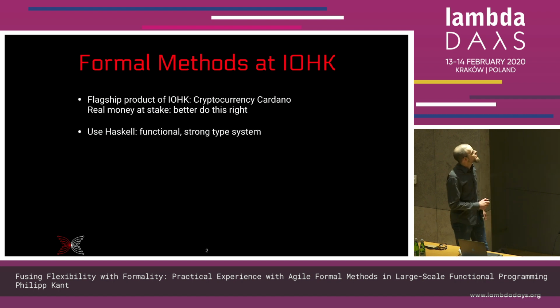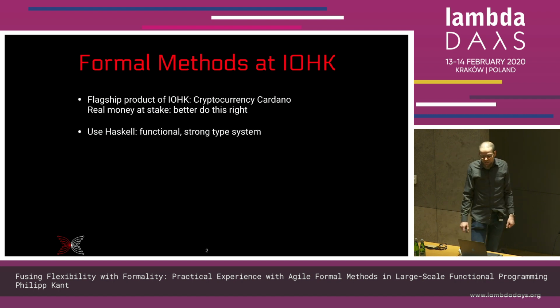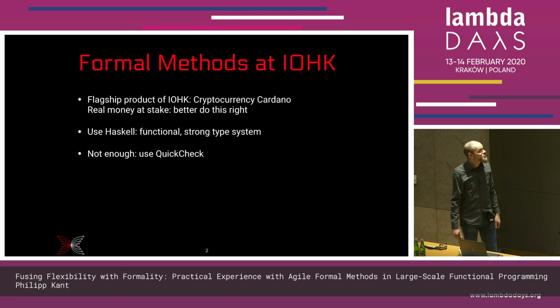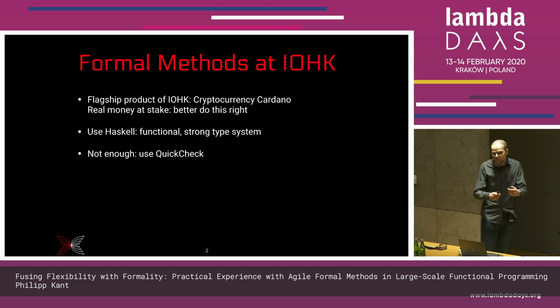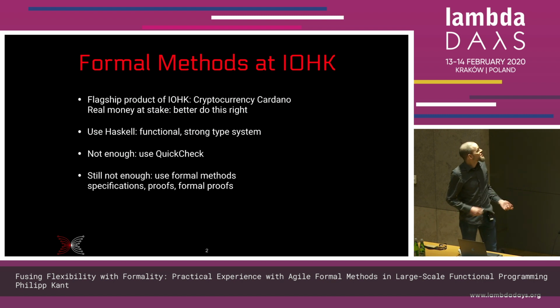Well, obviously we use Haskell, so we have a strong type system and we have functional programming. But unfortunately that's not quite enough, because you can write Haskell code that is wrong. So what we also do is we make extensive use of QuickCheck to write properties, as we were explaining yesterday evening, and that's a very nice technique. Unfortunately, sometimes it's still not enough.